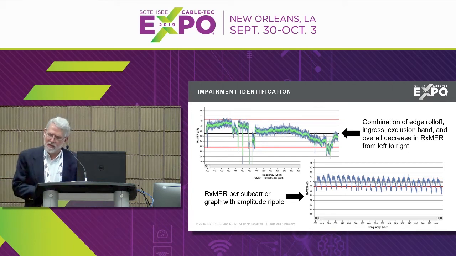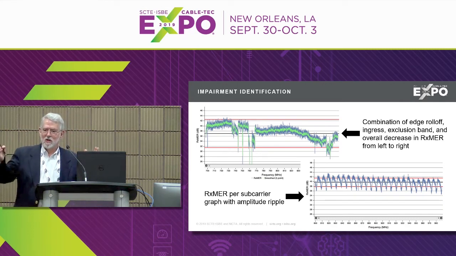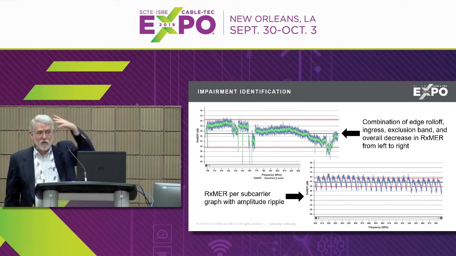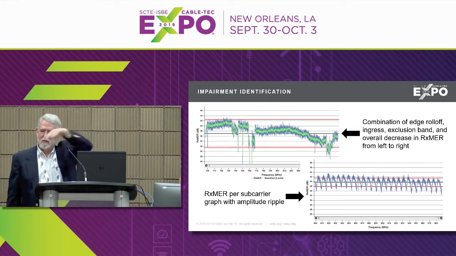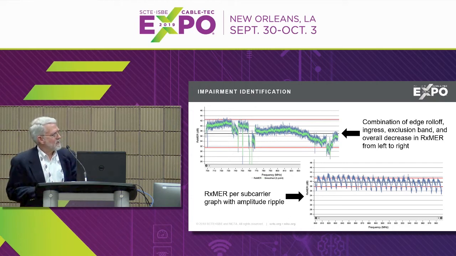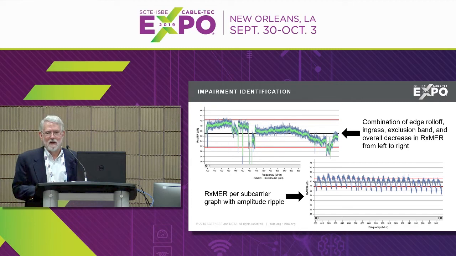Now, we're used to seeing on a spectrum analyzer display when a microreflection exists in the network, the resulting reflection causes standing waves or amplitude ripple on, say, a sweep or a spectrum analyzer display. For example, full band capture, you can see ripple or standing waves in the display. But this is not a frequency domain display of a spectrum analyzer shot. This is a display of RX-MER per subcarrier. And you'll notice that there is amplitude ripple in there.